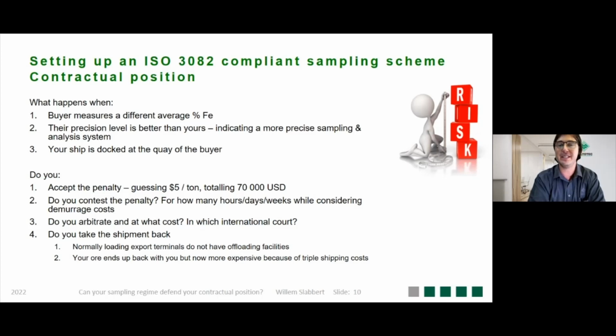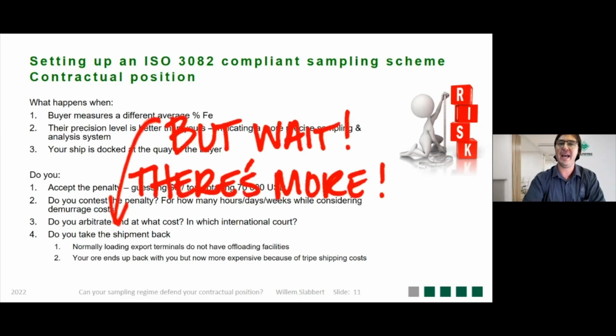Or fourthly, do we take our shipment back, considering that normally offloading facilities, onloading facilities at points of export do not have offloading facilities, and we probably cannot offload the ore once it arrives back? Also, we would have paid 3 times for transport: to the original intended customer, back to ourselves, and on to the next potential buyer. And then there's more.